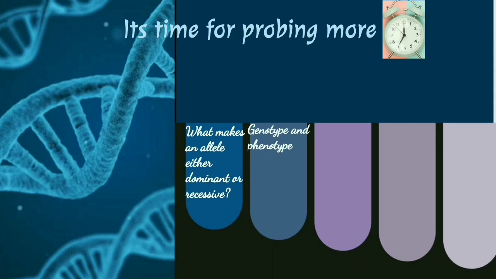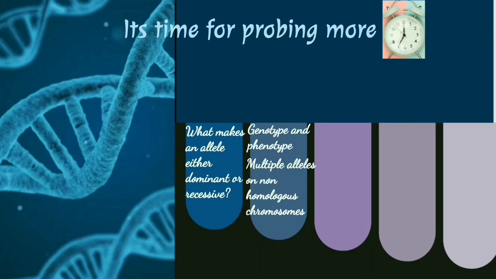Genotype and phenotype. Genotype is the sequence of genes in the DNA contributing to various traits. Phenotype is the expression of visible characteristics. Multiple alleles on non-homologous chromosomes? No, it is not possible.